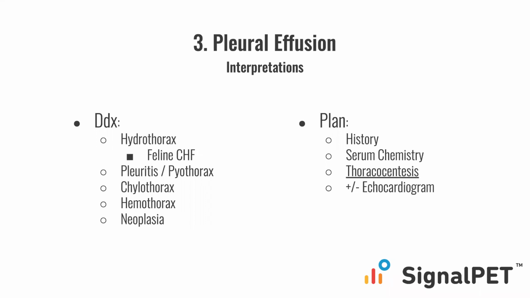Without a doubt, a serum chemistry panel looking at oncotic pressure, especially in dogs, is helpful. Thoracocentesis, no doubt, is diagnostic and therapeutic in these cases, and especially in kitty cats, an echocardiogram would be appropriate.